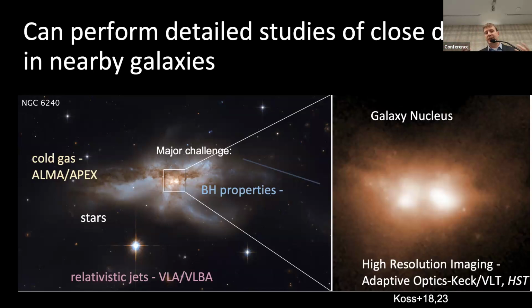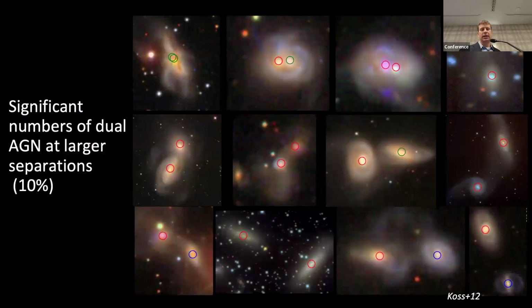And because these sources are so nearby, and we're going to have Euclid imaging covering the sky and Roman imaging in the near infrared covering the sky, we're going to have these incredibly rich images of nearby galaxies to perform these very detailed studies to understand what types of mergers grow black holes.